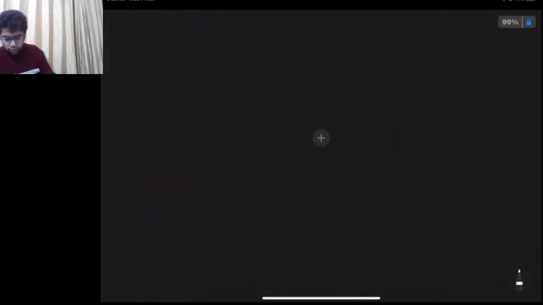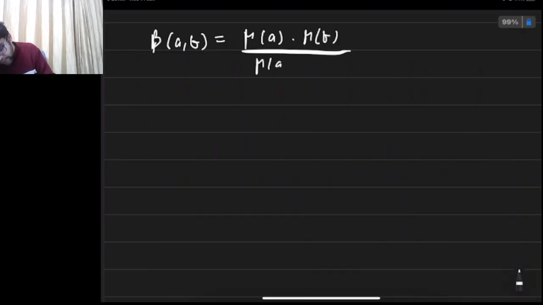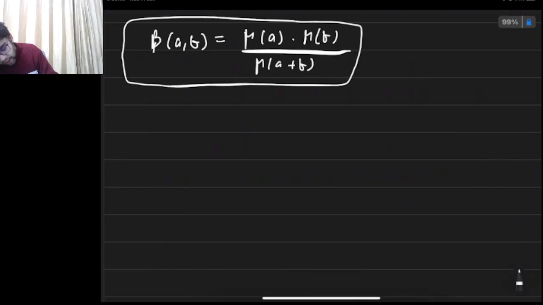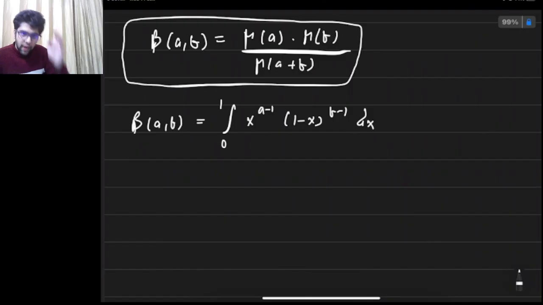We can check the PDF of this function also, but before that I need to tell you something. The beta a comma b is effectively equal to gamma a into gamma b divided by gamma a plus b. You need to remember this. So the beta integral a comma b is equal to the integral from 0 to 1 of x to the power a minus 1, 1 minus x to the power b minus 1 dx. But the value of the beta integral is also equal to gamma a into gamma b divided by gamma a plus b.